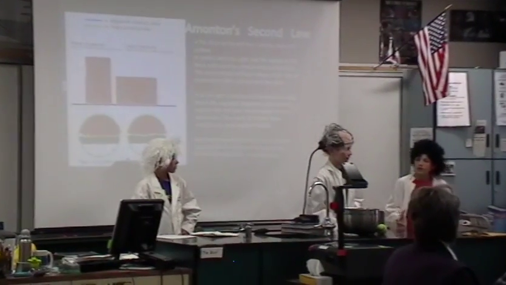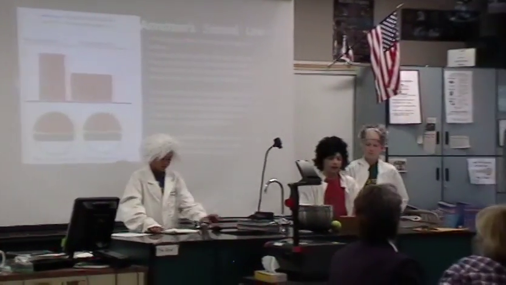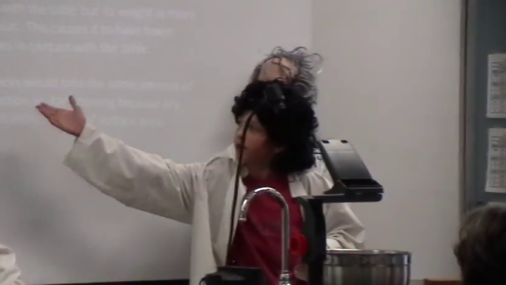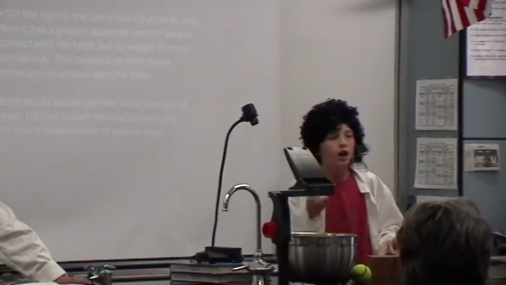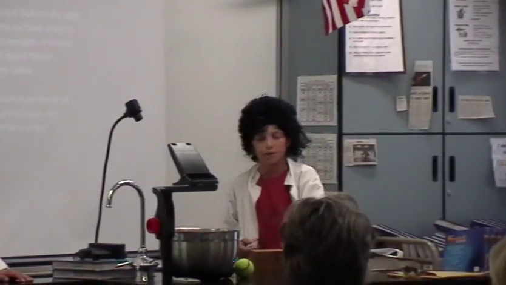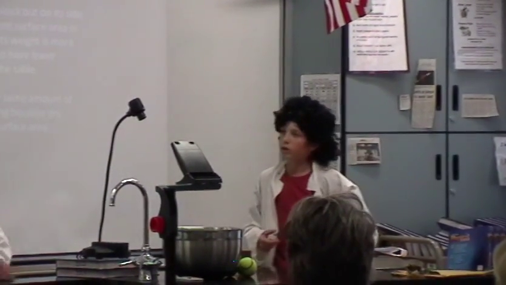true contact area. If I place this block flat on its side, it has a larger apparent area of contact with the table. But, as you can see from this picture, its weight is more spread out. This causes it to have fewer molecules in contact with the table, so it has a smaller true contact area. However, the frictional force with either position is the same. I have to overcome the same amount of frictional force to get it to move.